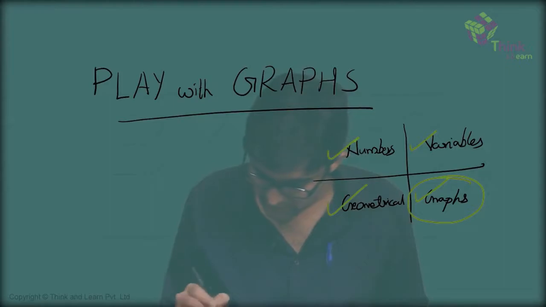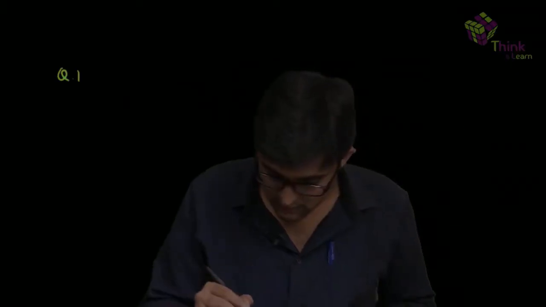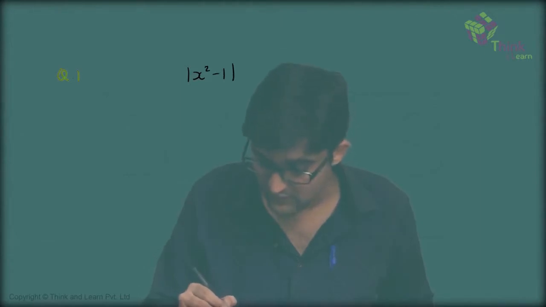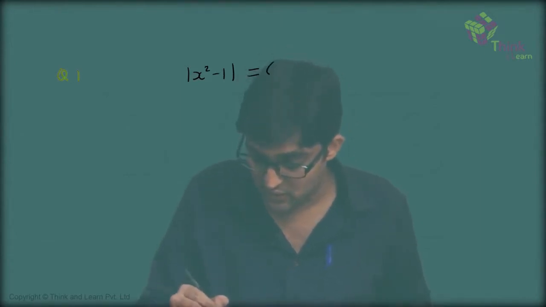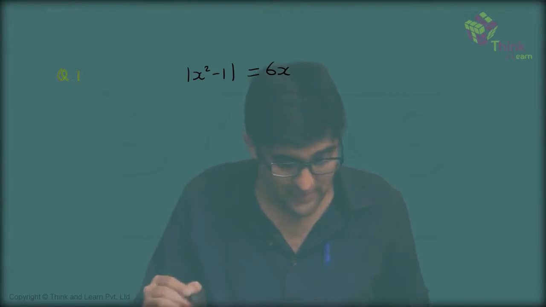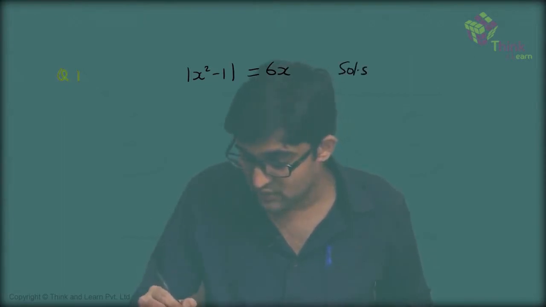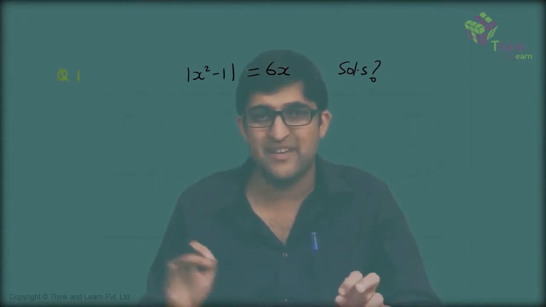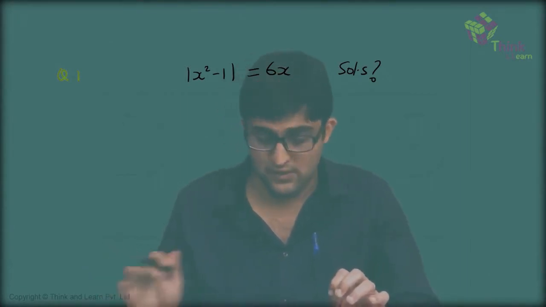Question number 1. I am giving you a function: the greatest integer of x square minus 1 is equal to 6x. The question is, how many solutions are there for this particular expression? So how do you do this question? Simply put, the best way to do this question is to draw graphs. So how do you start?